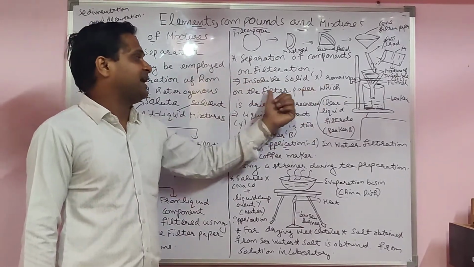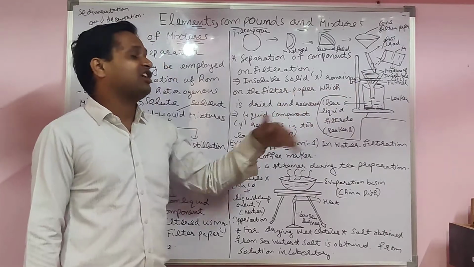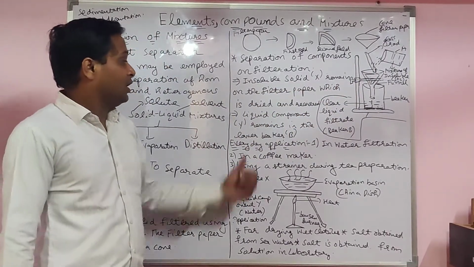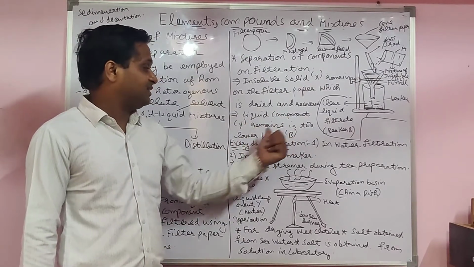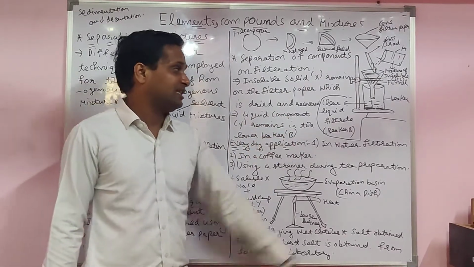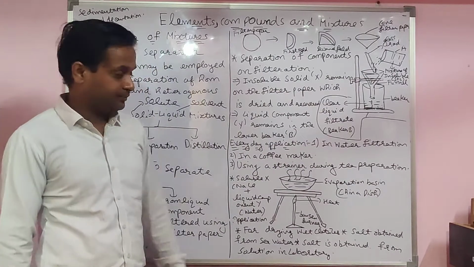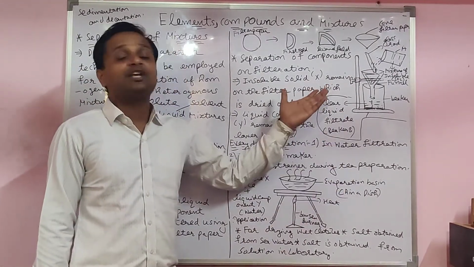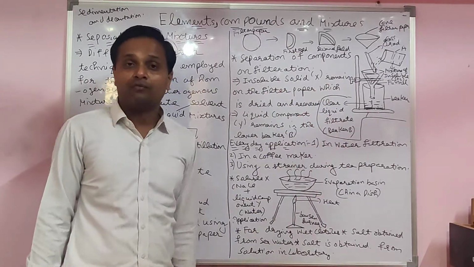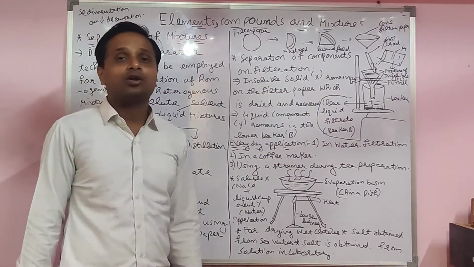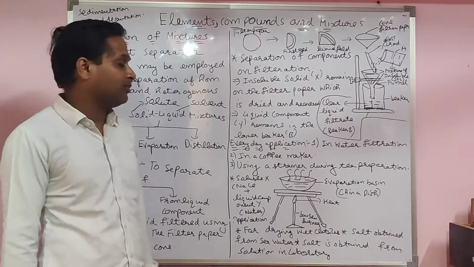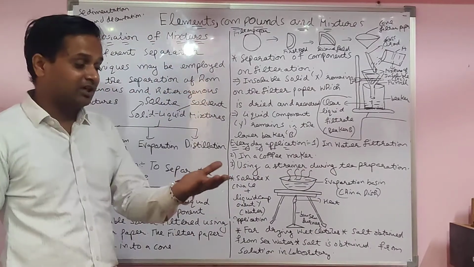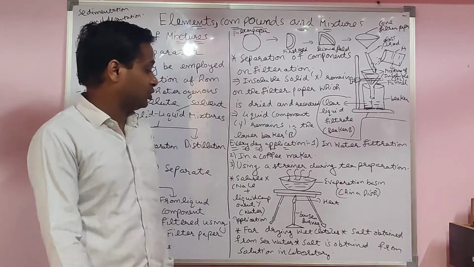Insoluble solid X remains on the filter paper, which is dried and recovered, and that is called residue. Liquid component Y remains in the lower beaker, and that is called filtrate. Everyday applications, students: we already use filtration to clean water. In a coffee maker also, the filtration process is there to filter the coffee. We use a strainer during tea preparation also.